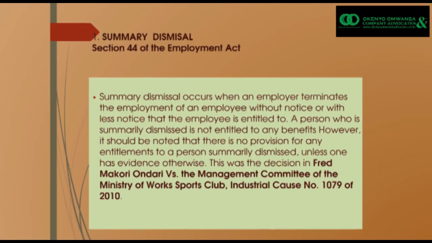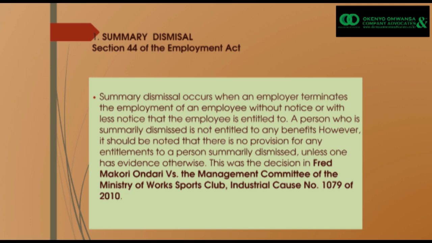Now, Section 44 provides for summary dismissal. So many of us ask ourselves, what is summary dismissal? What's the difference between redundancy and the summary dismissal? Now, I want us to look at summary dismissal. It's covered under Section 44 of the Employment Act. Summary dismissal occurs when an employer terminates the employment of an employee without a notice or with less notice than the employee is entitled to.